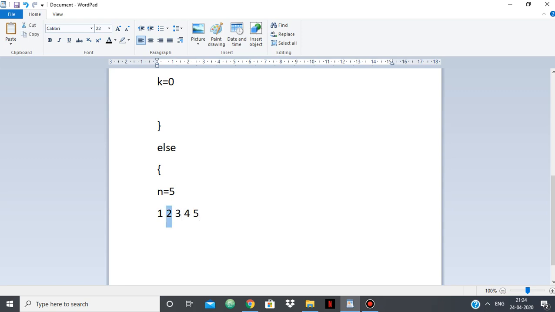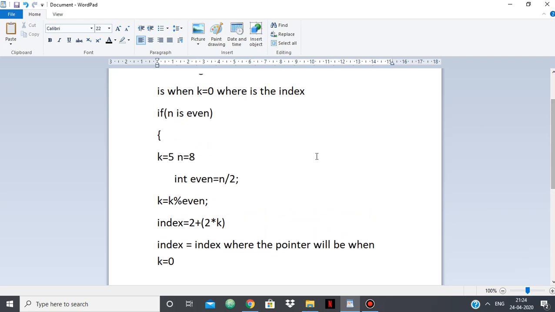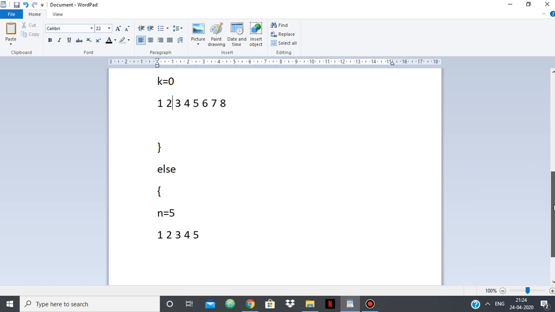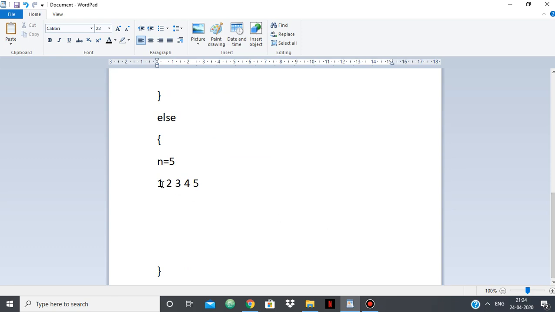So suppose I move from 2, I move to 4, and from 4 I'll come to 1, then I'll come to 3, I'll come to 5. When n was even, I'll write it down again, 1, 2, 3, 4, 5, 6, I kept on rotating between 2, 4, 6, 8 itself. So at k equal to 0, I would be only on 2, 4, 6 or 8. But here, when k is equal to 0, I can be at any position.